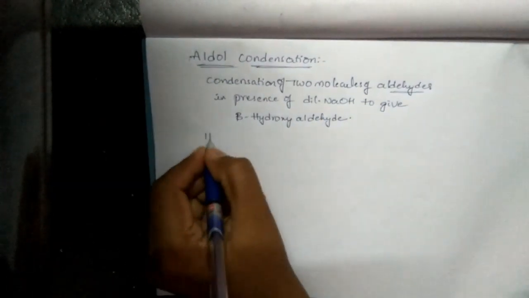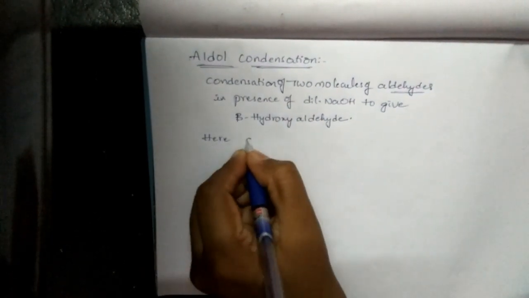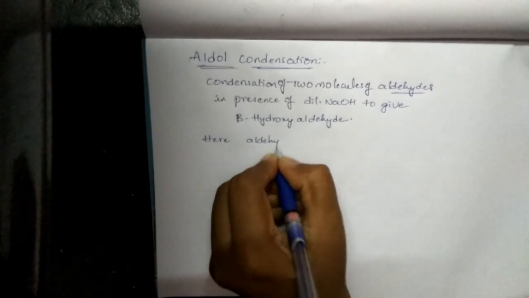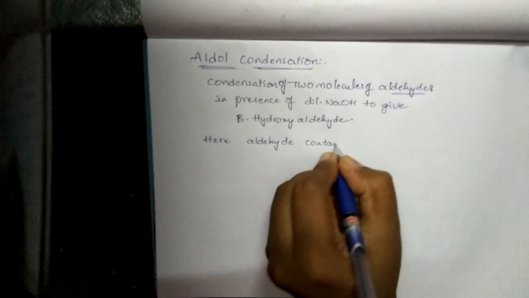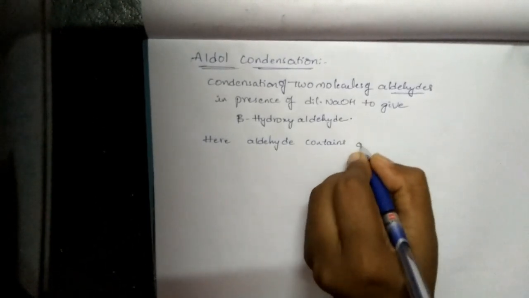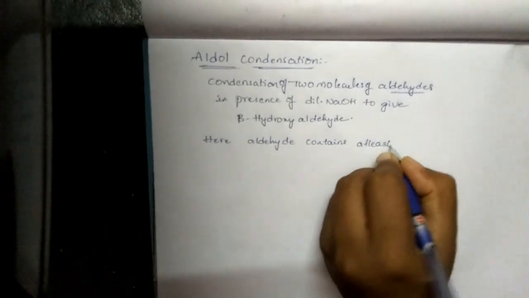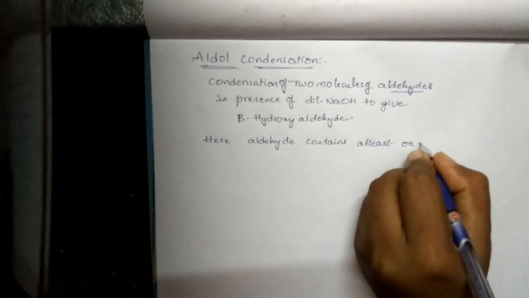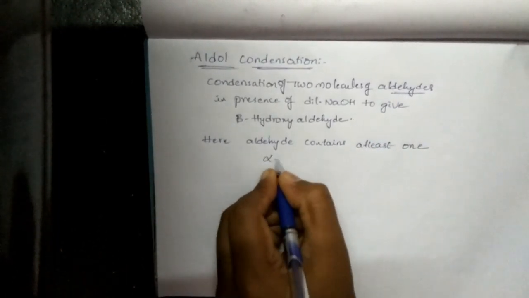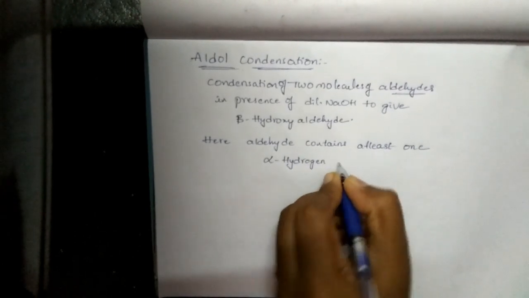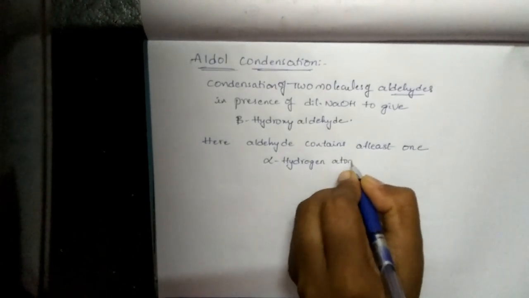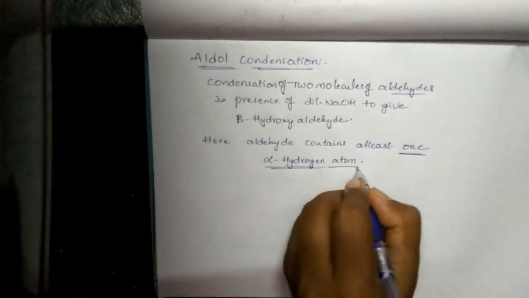Aldehyde. In this aldol condensation, the main point is that the aldehyde contains at least one alpha hydrogen atom. This is the main rule, that is, at least one alpha hydrogen atom.